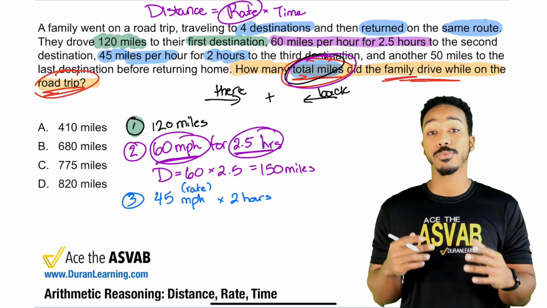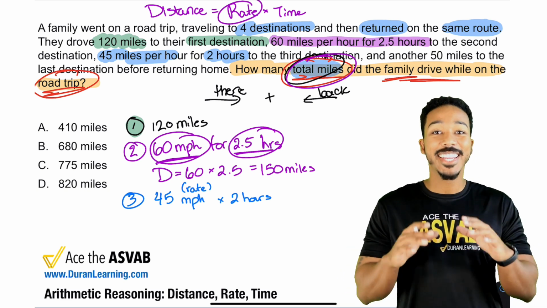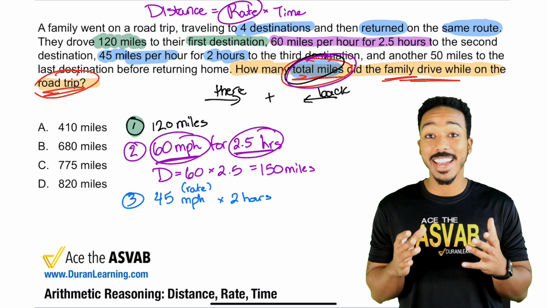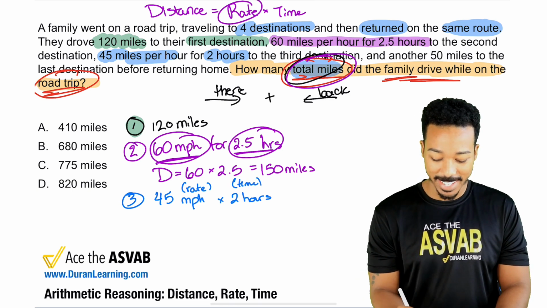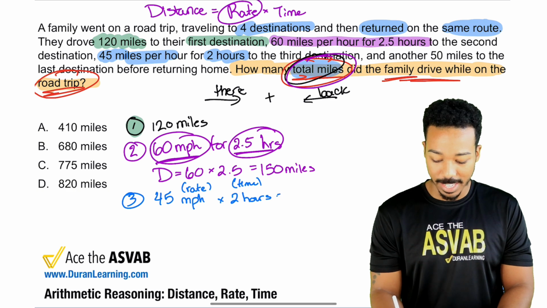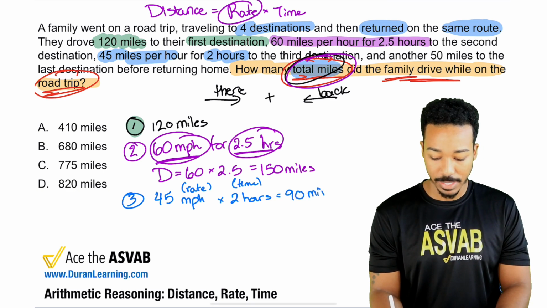If we want distance, remember that you have to know this religiously. Distance equals rate times time. You got to know it, or else you're going to be in a bad spot. So there's time right there. 45 times 2, that's going to give us 90 miles.